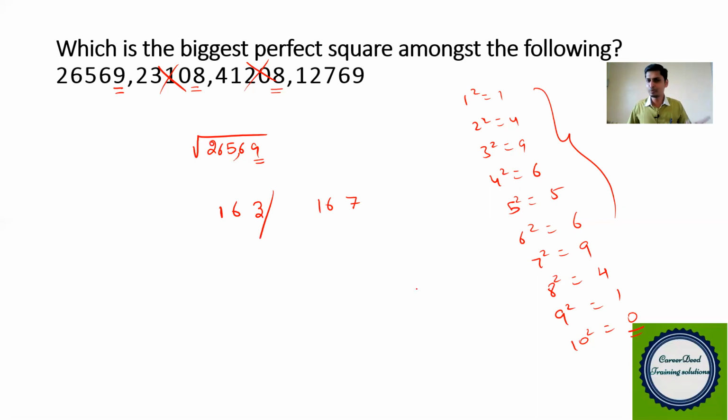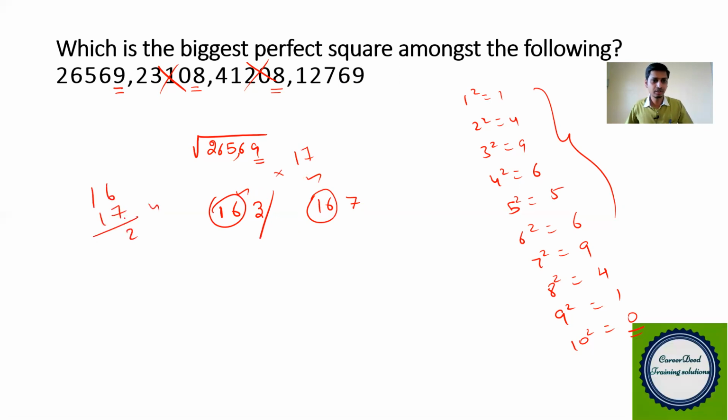Now you don't have any trick. To find whether it is a perfect square or not, you have to multiply 163 into 163, or 167 into 167, right? But before that, to choose between 163 or 167, we have a shortcut. So what is the shortcut? You have 16. Now you have to take the next number after 16, which is 17. So multiply 16 with 17. What do you get?